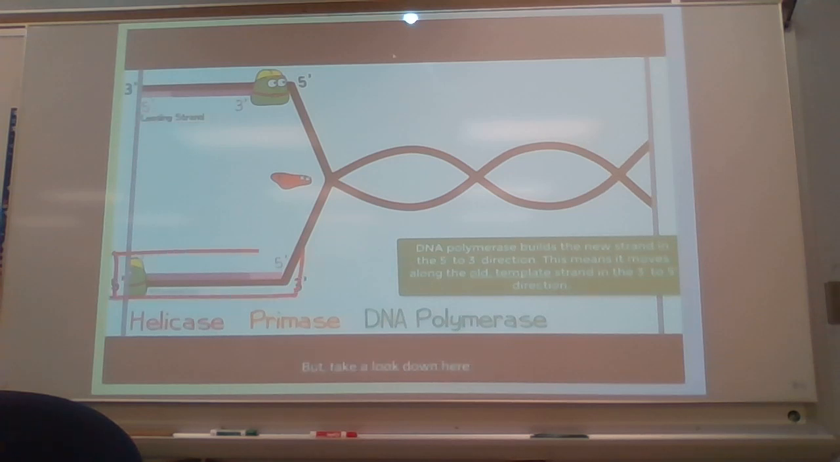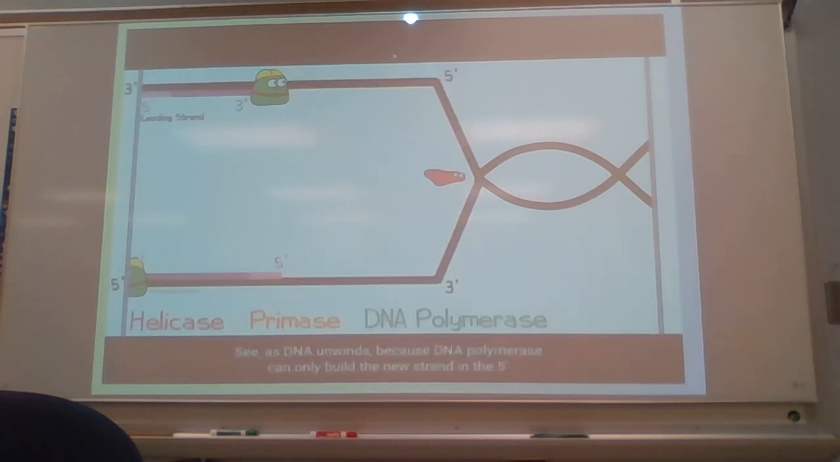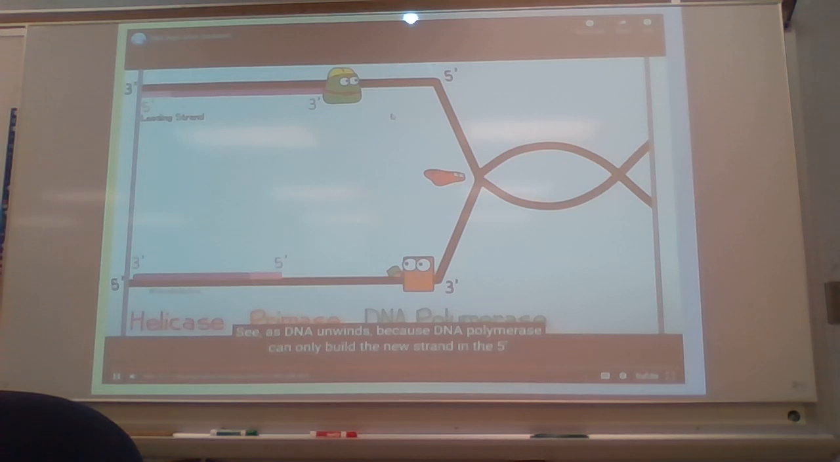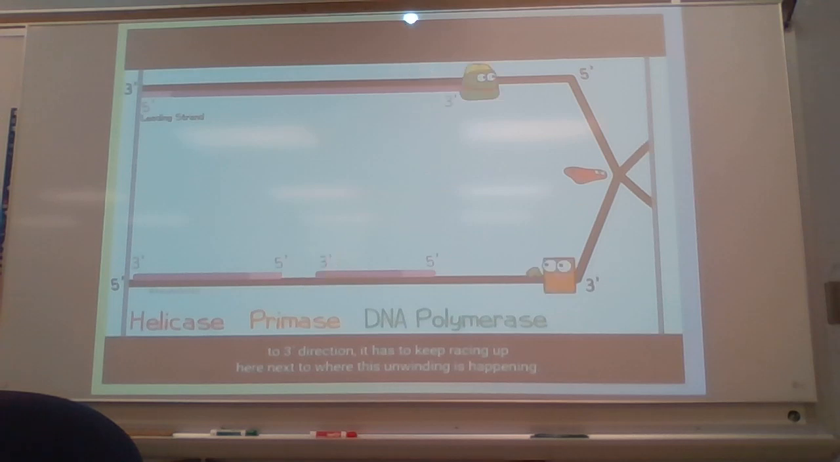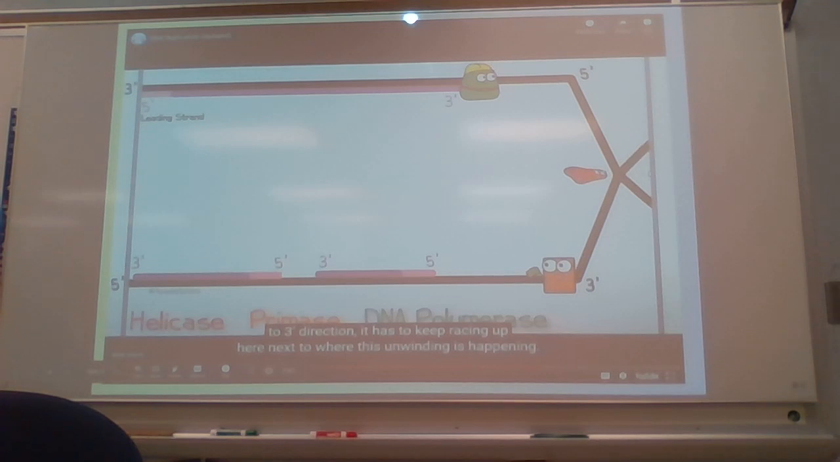But take a look down here. So DNA polymerase, once again, is building a new strand in the 5' to 3' direction. But there is a bit of a problem here. As DNA unwinds, because DNA polymerase can only build the new strand in the 5' to 3' direction, it has to keep racing up here next to where this unwinding is happening. So as helicase is going in that direction towards the right of the screen, this DNA polymerase can just keep adding and adding. That's the leading strand, right?